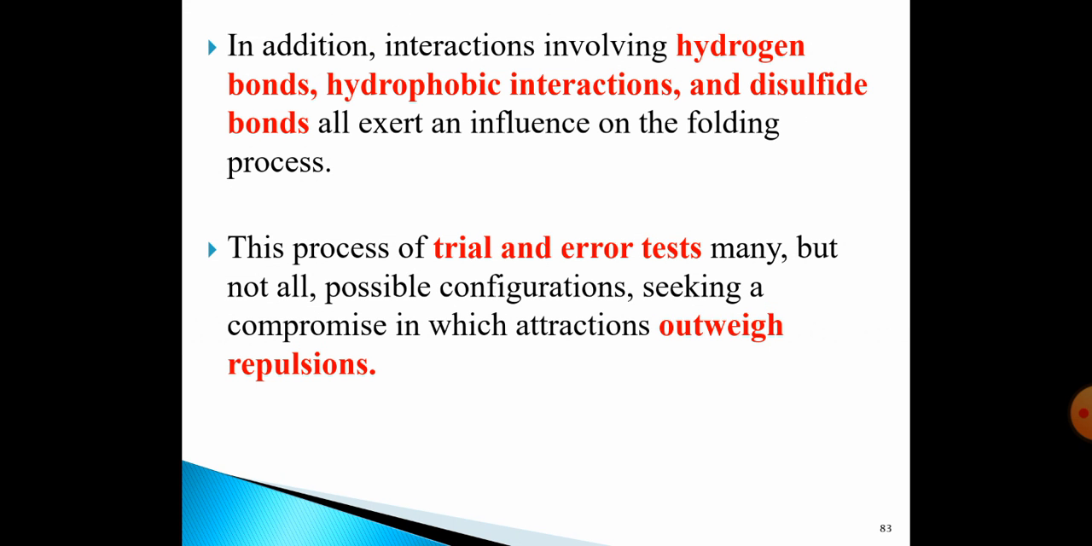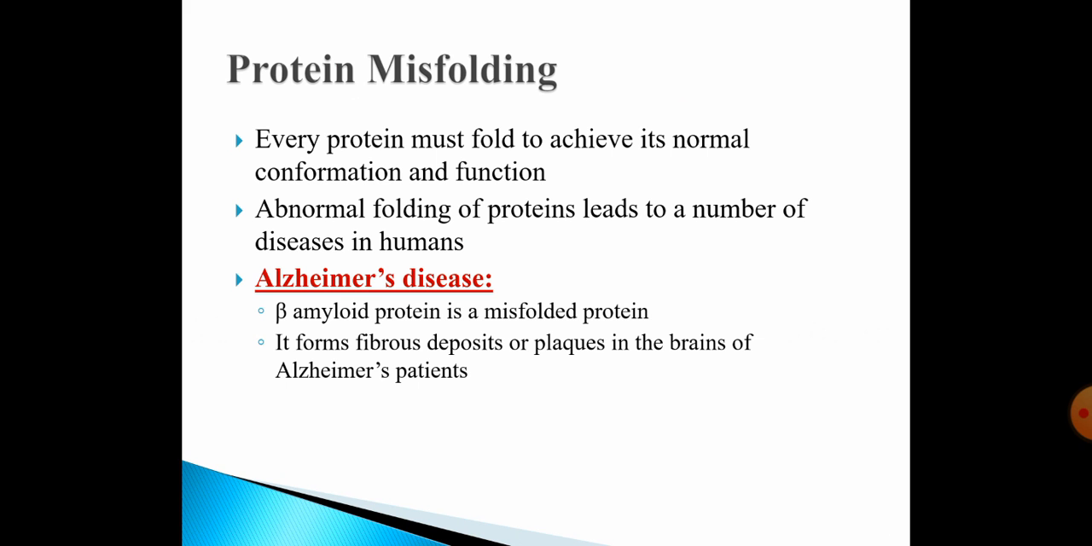Sometimes there can be misfolding of protein. Every protein must fold to achieve its normal structural conformation and function. Abnormally folded protein leads to a number of diseases in humans, like Alzheimer disease. Beta amyloid protein is a misfolded protein in Alzheimer's. It forms fibrous deposits, plaques, in the brain of Alzheimer patients. That means some protein called beta amyloid is misfolded.